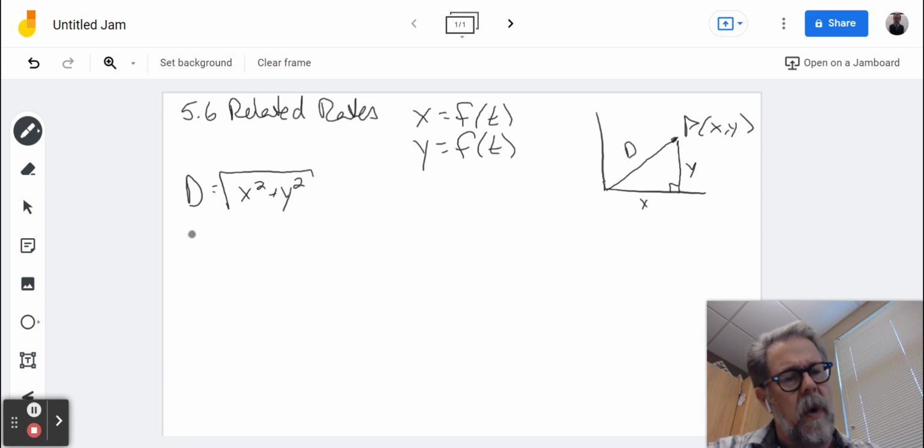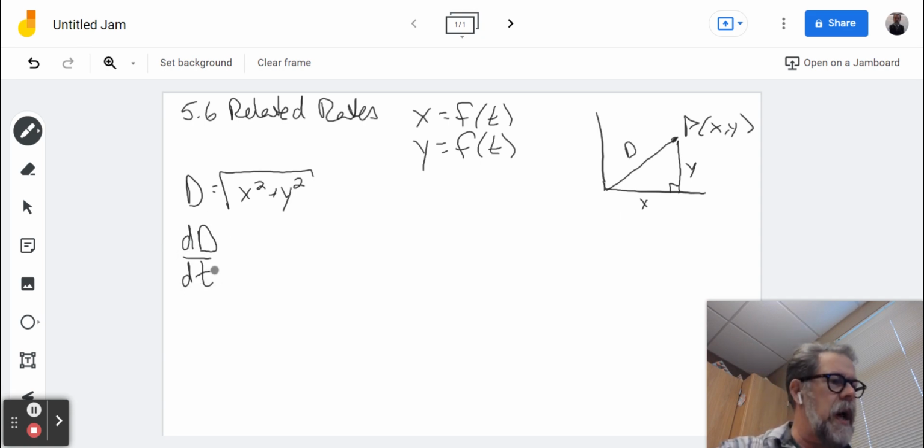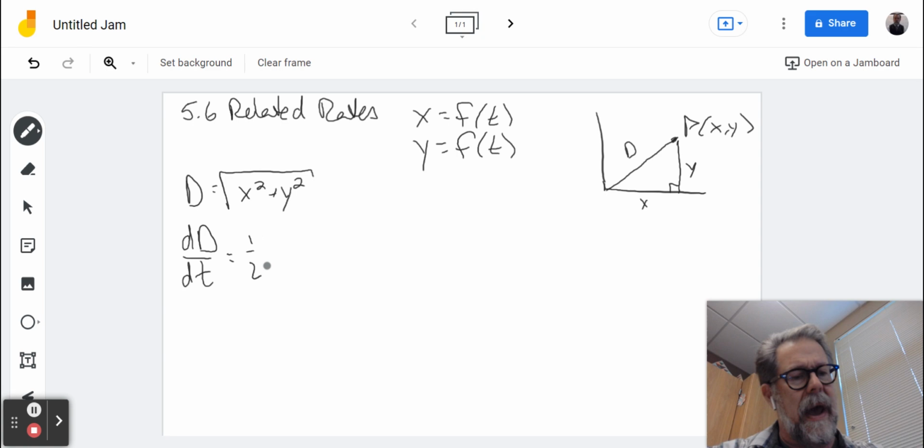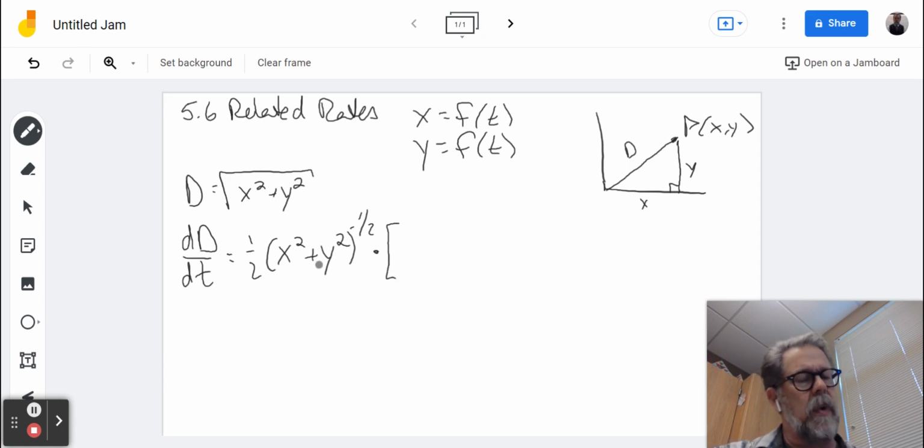And I want to know how fast that distance is changing as a function of time. Now, because both x and y are functions of time, I should be able to use the chain rule and just take that derivative. So I've got 1/2 times x squared plus y squared to the negative 1/2, so that's just the derivative of the square root function. Now here's where the chain rule comes into play. I need the derivative of x squared plus y squared.